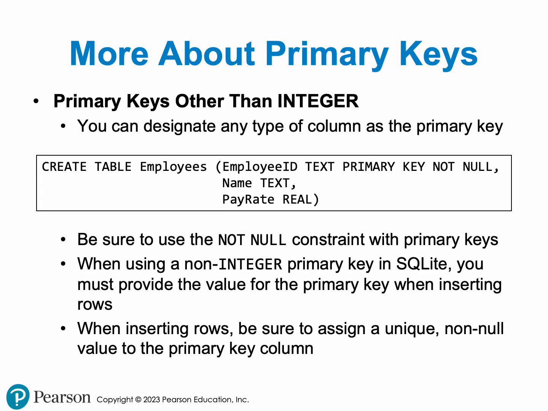Your primary key does not have to be an integer. Your primary key can be anything else. In this case, it is a string, employee ID. It's text. See, we are assigning employee ID the data type text, and it's going to be our primary key, and it cannot be null. It can also be a float, it can be a binary value, it can be an object, it can literally be anything that you want it to be. You just have to specify the data type of your primary key.